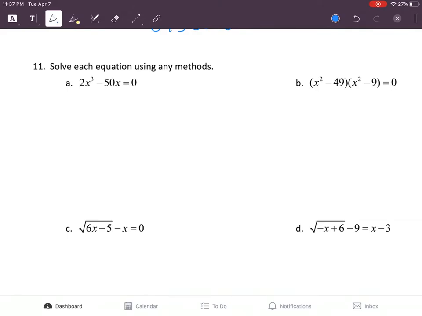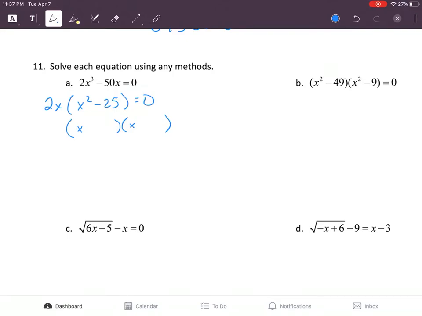We got 2x to the third minus 50x. Both terms have a 2 and an x in them, so we take them out. We'll be left with x squared minus 25 equals 0. Now, the x squared minus 25 is a specific type of factoring. It's called the difference of two squares because both x squared and 25 are perfect squares.